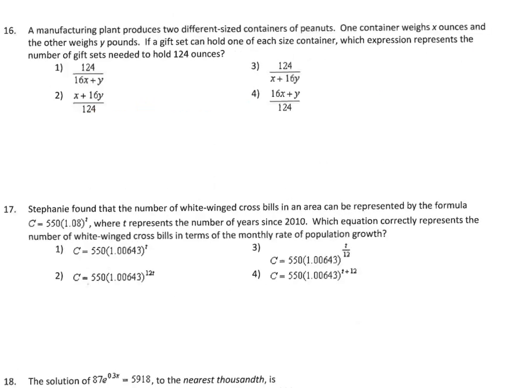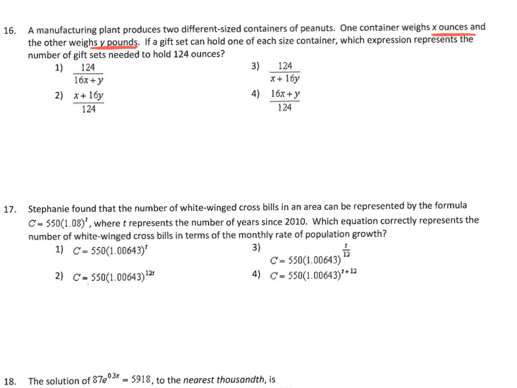Okay, number 16. A manufacturing plant produces 2 different size containers of peanuts. One container weighs X ounces, and the other weighs Y pounds. All right, so we're using different units here. We're using ounces and pounds. All right, if a gift set can hold 1 container of each size, which expression represents the number of gift sets needed to hold 124 ounces?